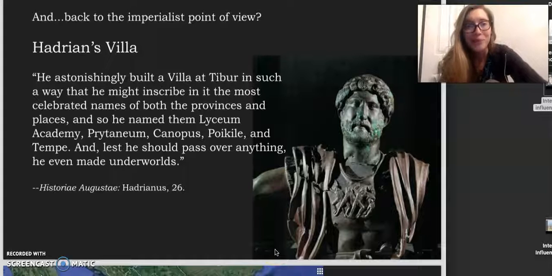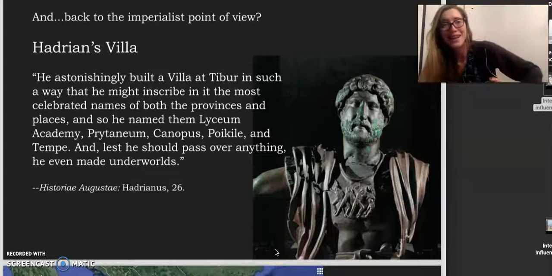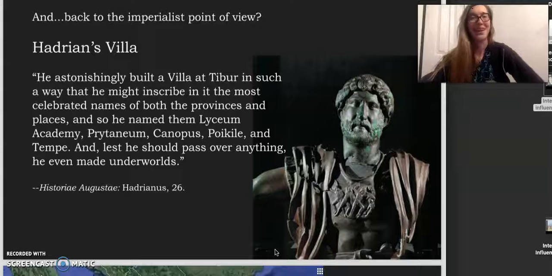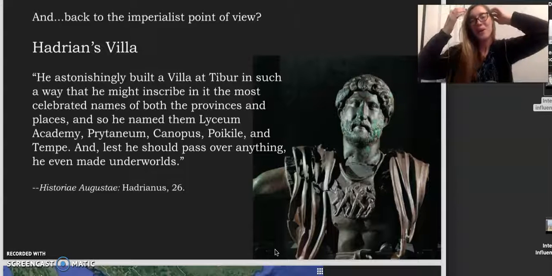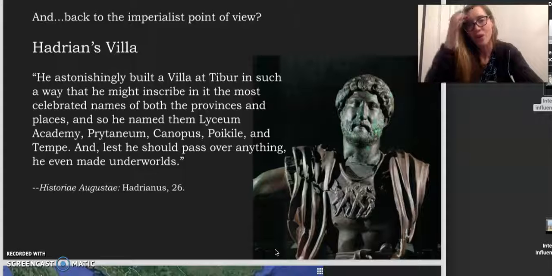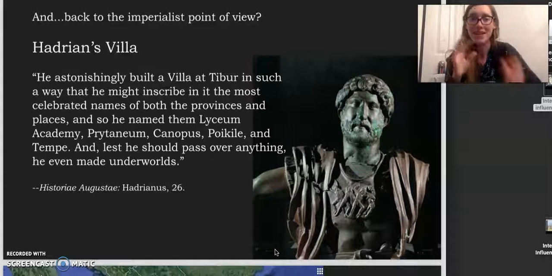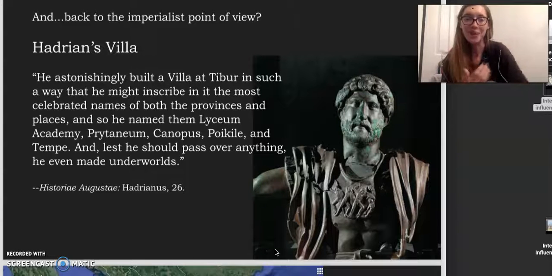And so we come towards the end of today's lecture. Finally, I'm exhausted. And so I'm going to skip a couple slides that show other examples of Egyptianizing, miniaturizing decor.